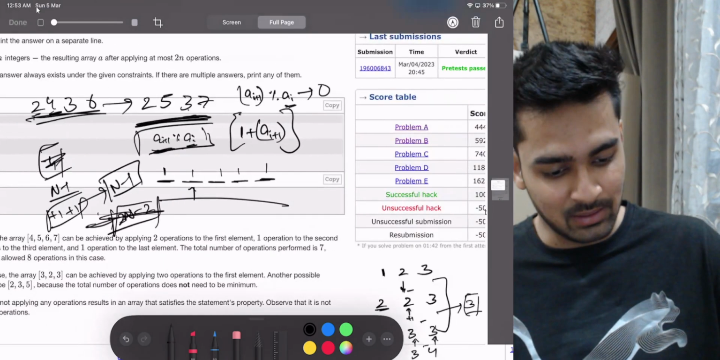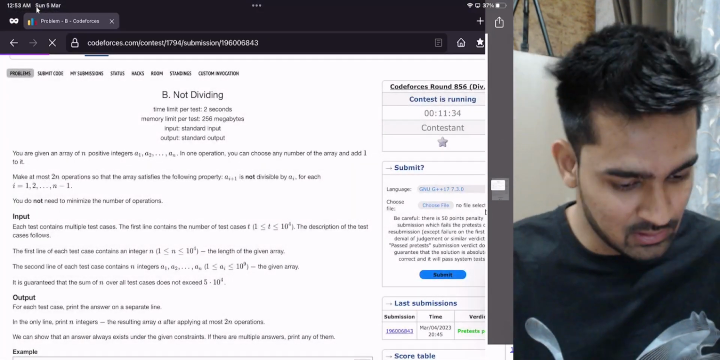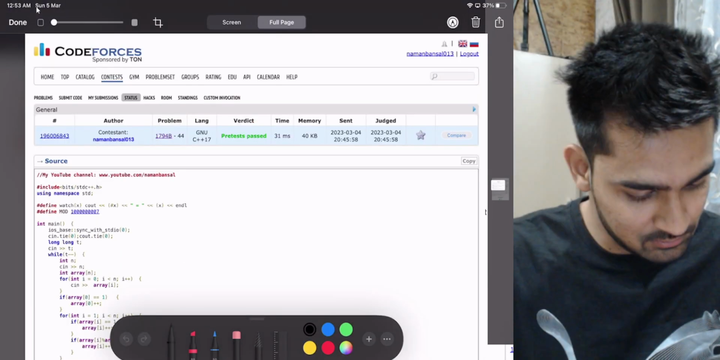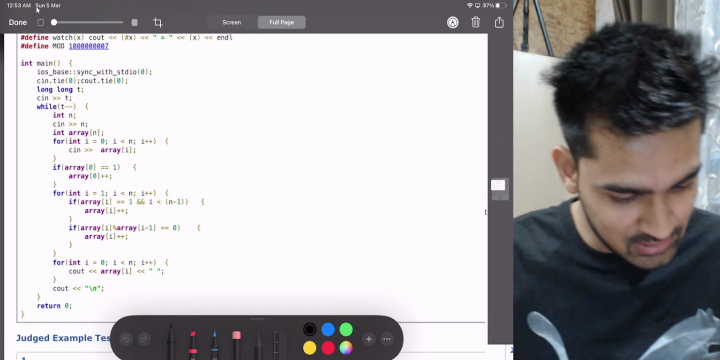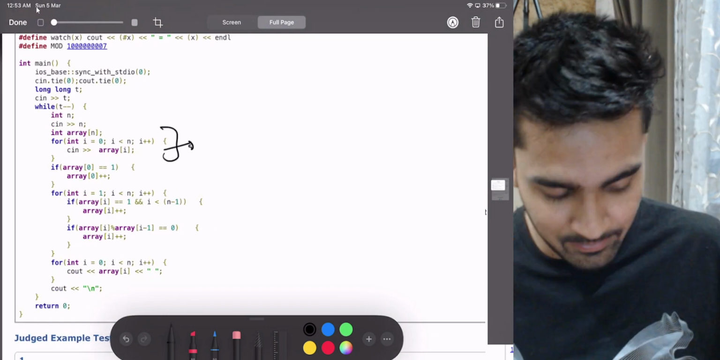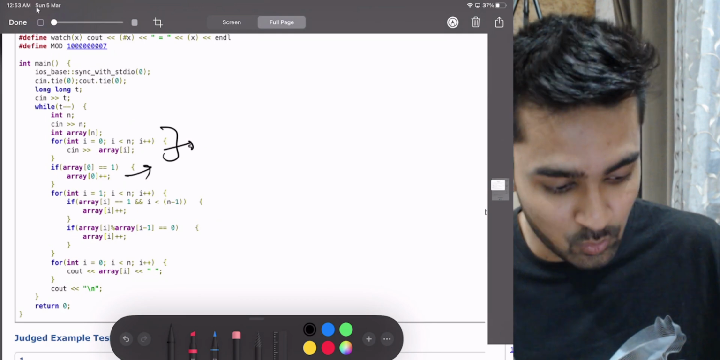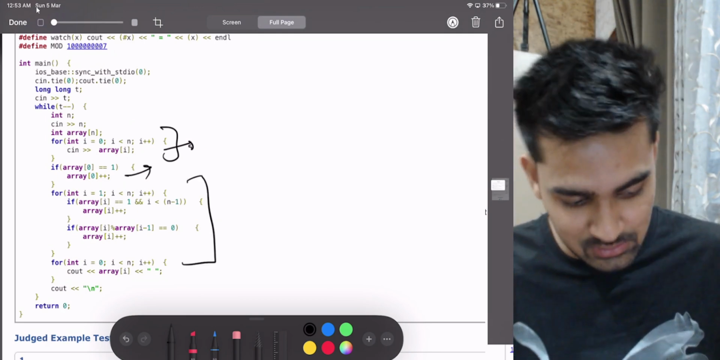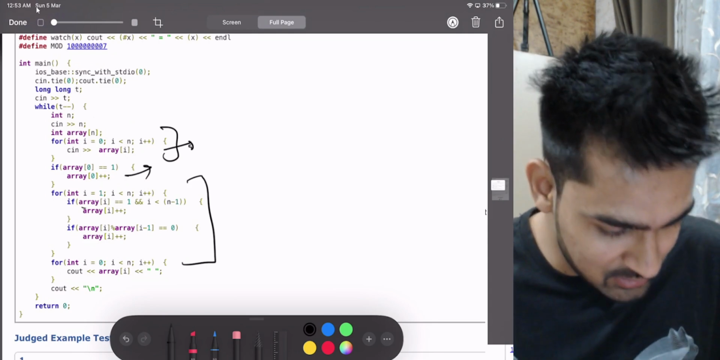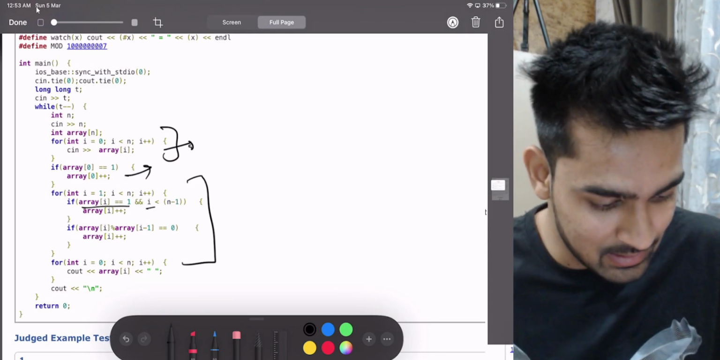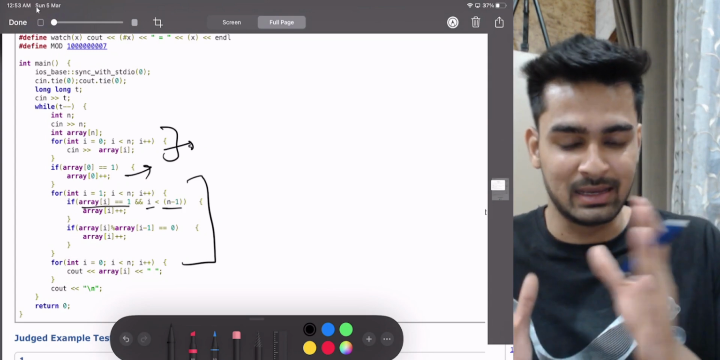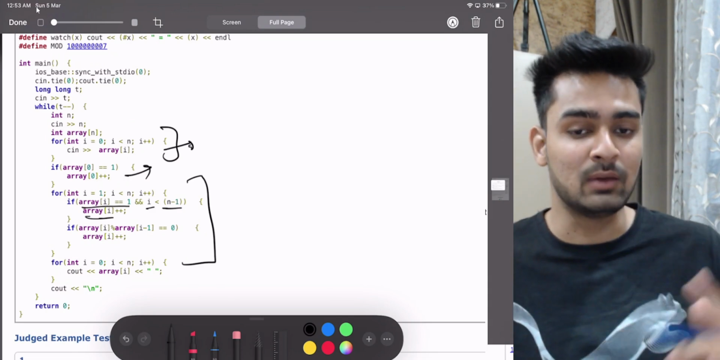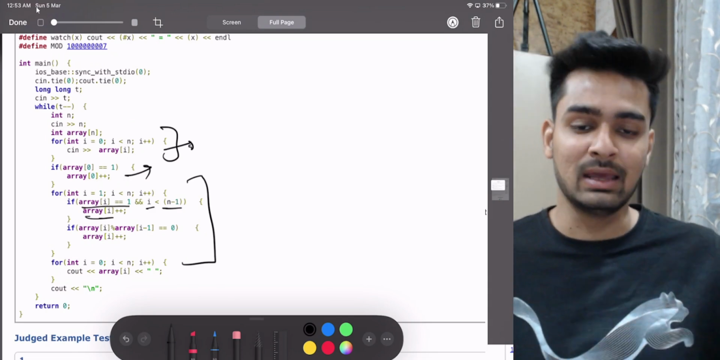Let me show you the code as well. Again, a pretty easy question. In the code, first I'm scanning the entire array. Then I check if the first element is equal to 1. If it is, I increment it. Then for all subsequent values, if the value is equal to 1 and i is less than n minus 1, so any element except the last one, increment it, because we cannot have it equal to 1. If it is equal to 1, it will divide every number.